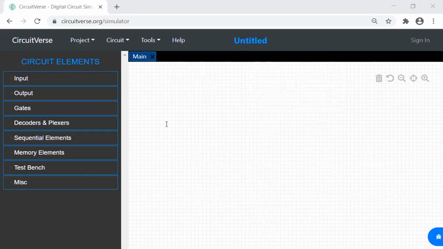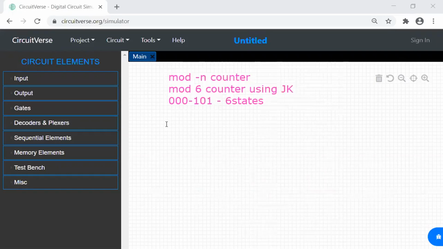Now let us design a mod 6 counter using JK flip-flop. When you're designing a counter using any flip-flop, we should consider the excitation table for that flip-flop and use that to design. The excitation table I told you. Mod 6 counter requires 6 states, so we require a minimum of 3 bits, which indicates that we require 3 JK flip-flops.